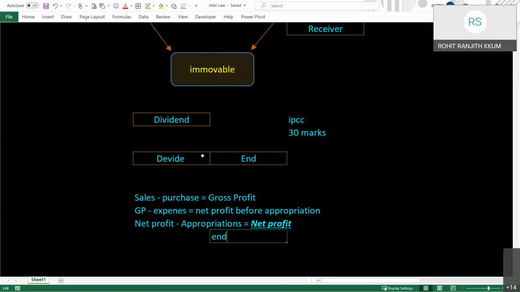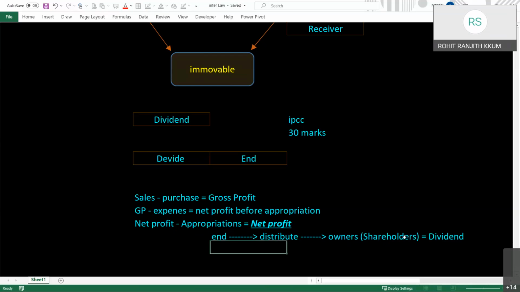And when we distribute this end among the owners, obviously in the case of a company they are shareholders, then that automatically becomes dividend. So this is the basic philosophy of the dividend. I hope you can understand this. Divide the end.